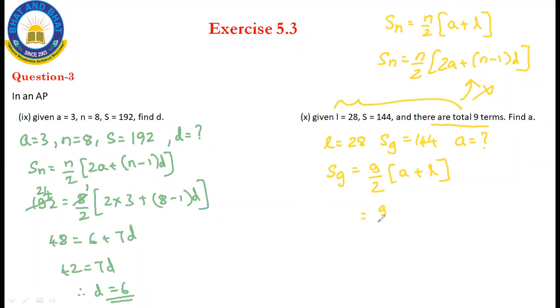Okay, 9 by 2 into A... we have to find out A. A plus L has been given as 28. S9 has been given as 144. 9 ones are 9, 16 into 2. If I cross multiply, 32 is equal to A plus 28. Therefore, A is equal to 4.